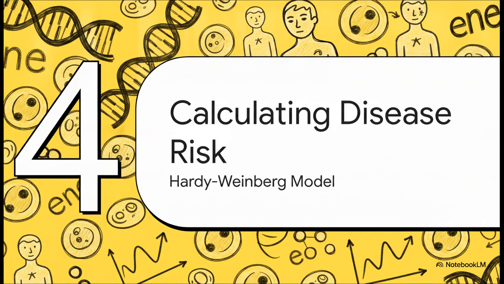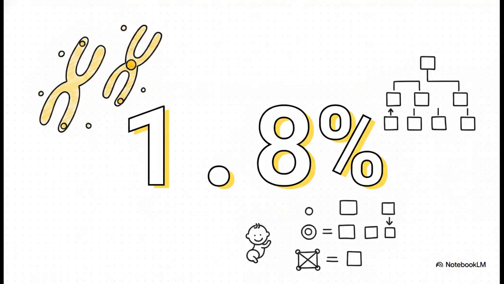Let's look at Section 4, Calculating Disease Risk. We'll use cystic fibrosis and the Hardy-Weinberg model. Cystic fibrosis is an autosomal recessive condition. That means you need 2 copies of the disease variant to actually be affected by it. It's most common in people of Northern European descent, affecting roughly 1 in 3,200 newborns.